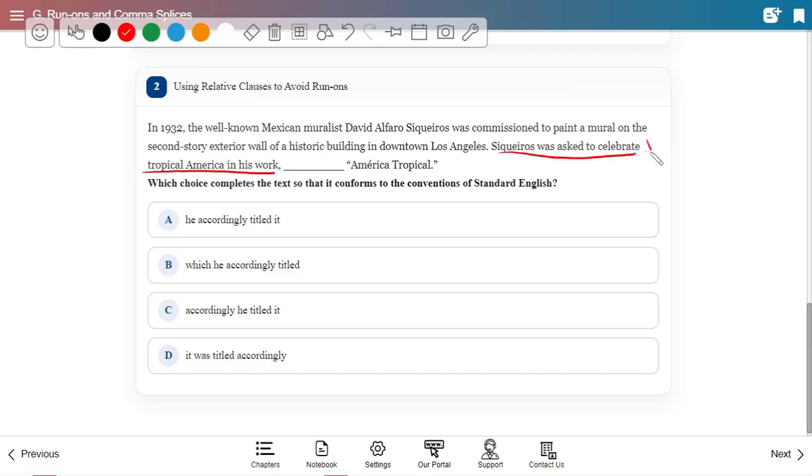Now, Siqueiros was asked to celebrate tropical America in his work. This is an independent clause. I see. And comma. Again, I can't add another independent clause here.